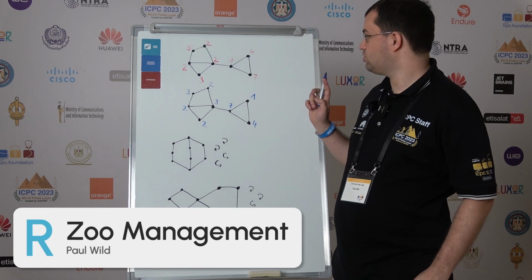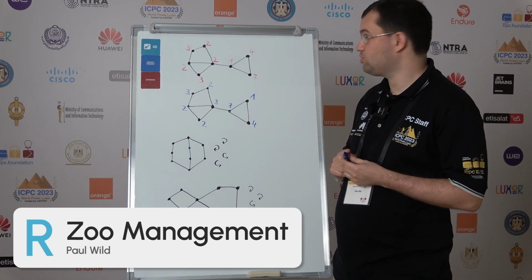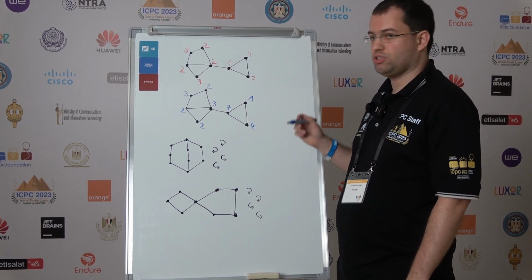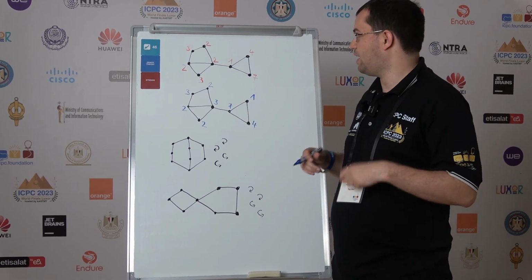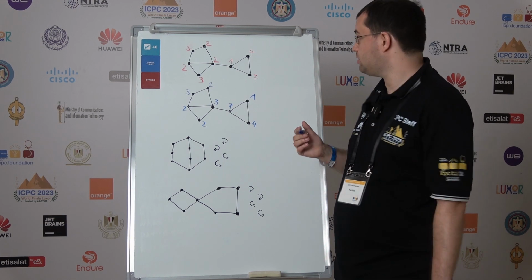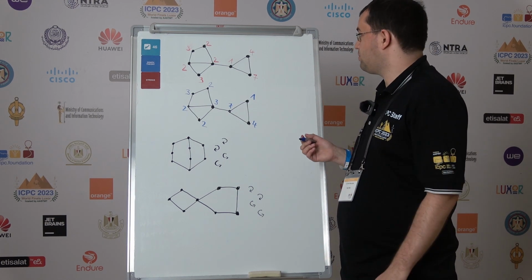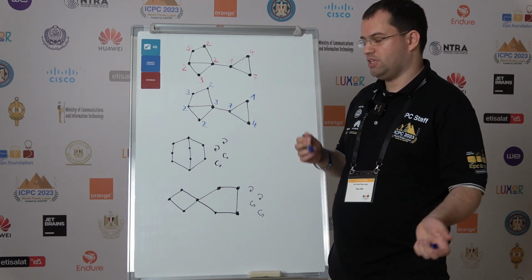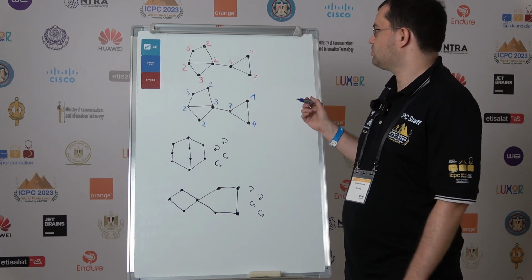Okay, this is a solution summary for problem R, zoo management. This is a graph theory problem in which you're given a zoo with some animal enclosures connected by tunnels, which is essentially an undirected graph. And you're given the animals that live in each enclosure as a set of labels.